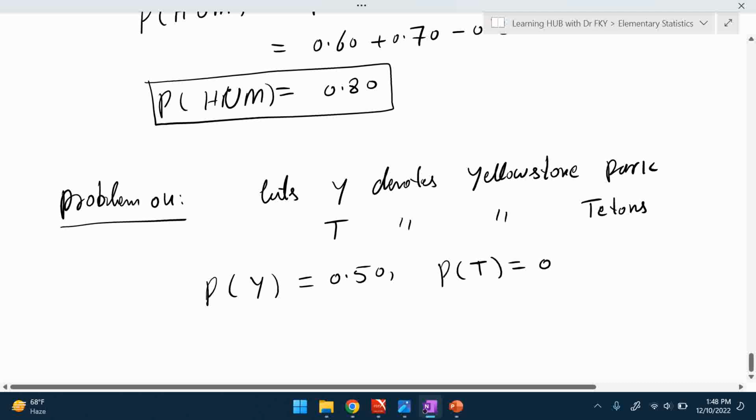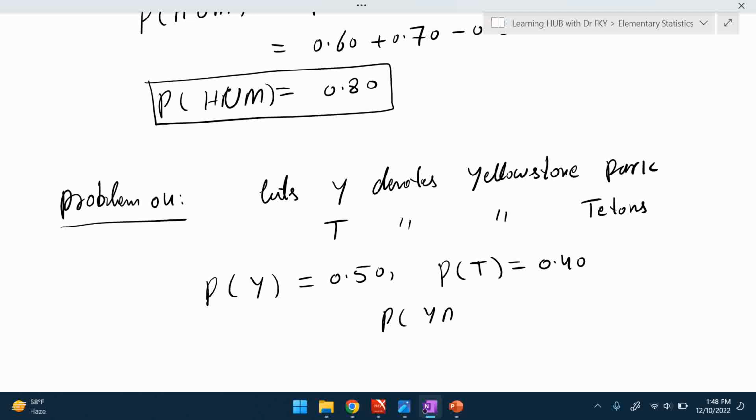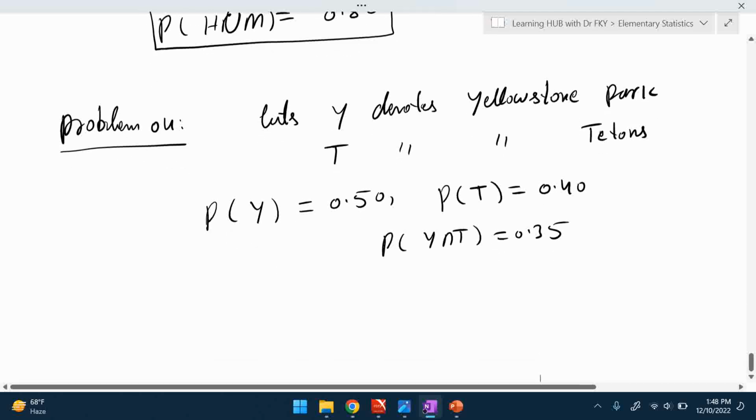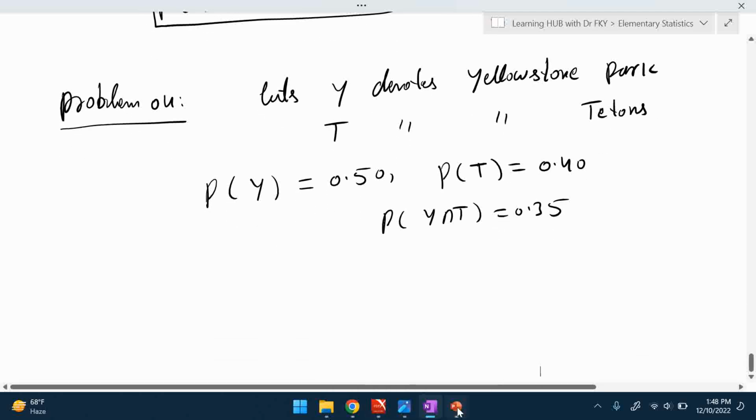The probability of Yellowstone and Tetons is equal to 0.35. Now there are three questions.